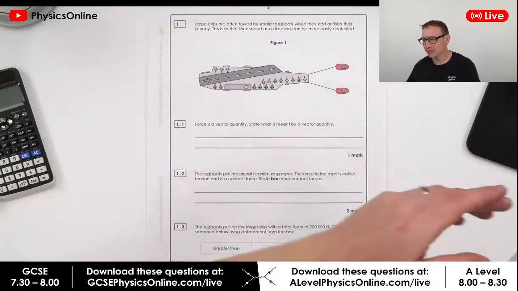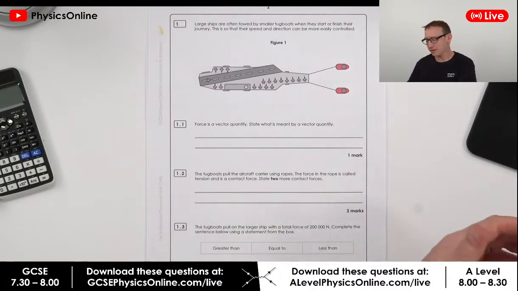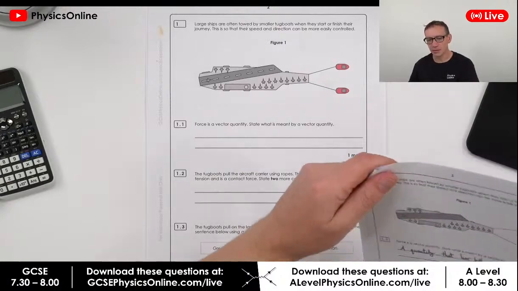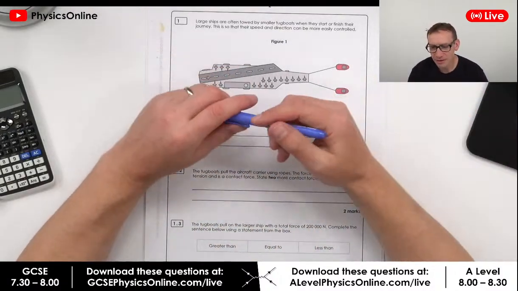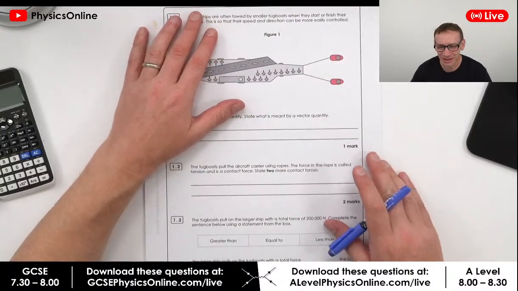So when it comes to looking at vectors, what do we mean? Okay, let me just check my answers. So again, in the chat, this is a simple 1-mark question. We did it the other day.